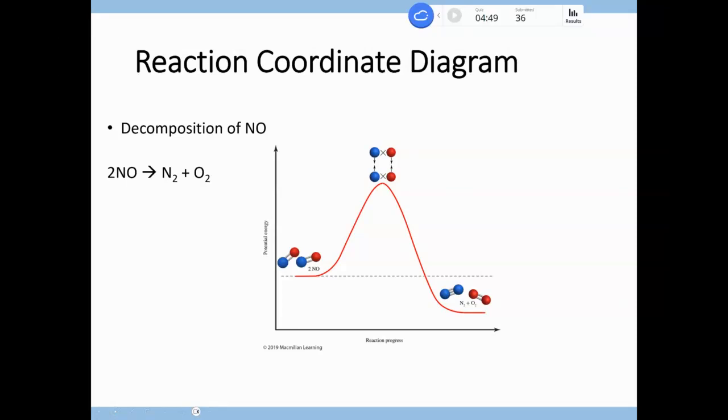So we start with reactants, NO, that are at some energy level. As the reaction progresses, those reactants absorb energy, and the nitrogen to oxygen double bonds have to break. Energy is required to break those bonds. So it's absorbing energy to get to the transition state. Transition state is when bonds are breaking and bonds are starting to form.